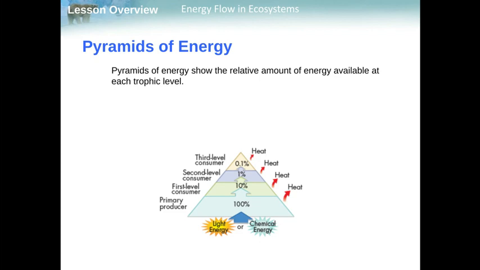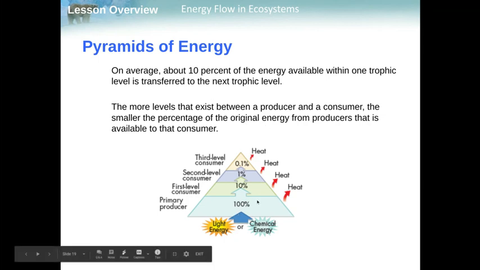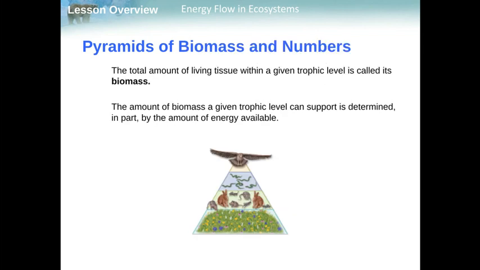Now, pyramids of energy show the relative amount of energy available at each trophic level. This 10% that we were just talking about: the more levels that exist between producer and consumer, the smaller the percentage of the original energy from producers that is available to that consumer. Now, let's talk about pyramids of biomass and numbers. They are very useful, but they do have some pitfalls that make them a little difficult to use sometimes.